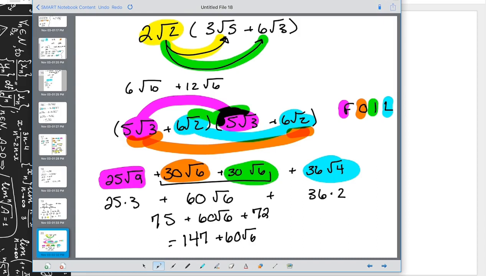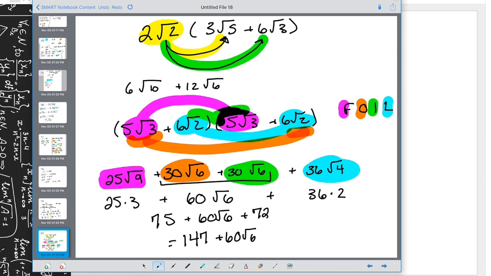How can we verify that this is correct? Well, in our calculator, we can type 5 root 3 plus 6 root 2, square it, which equals 293.96, which should equal the same thing as 147 plus 60 root 6. And it does. Therefore, we are correct.